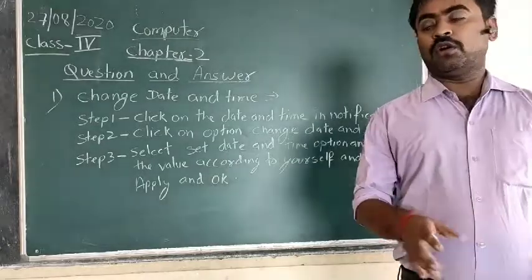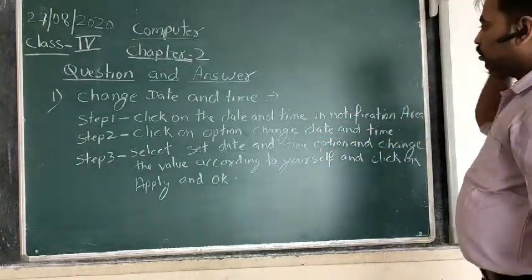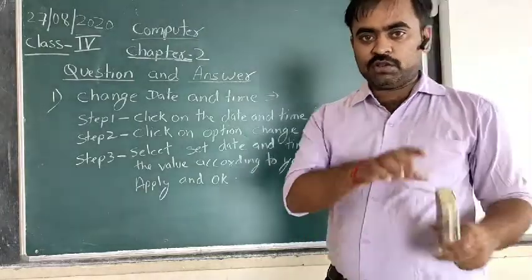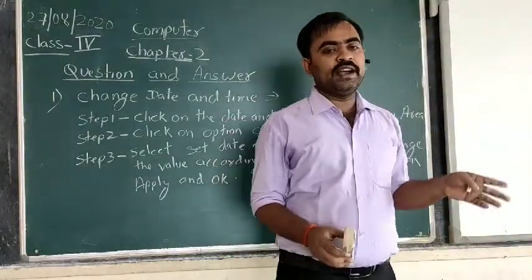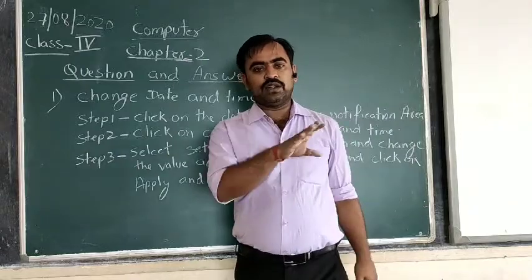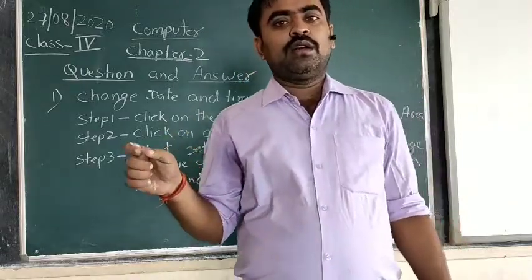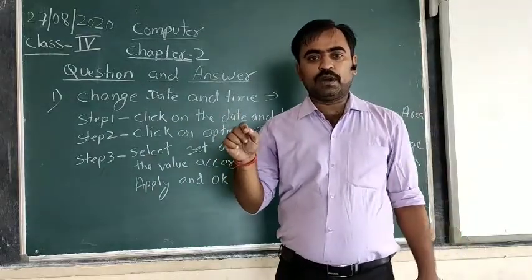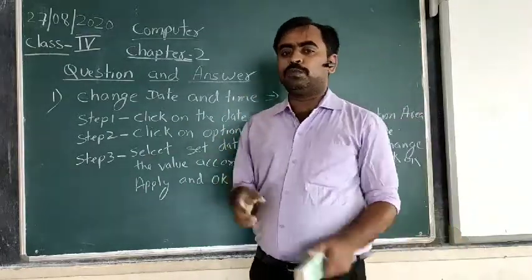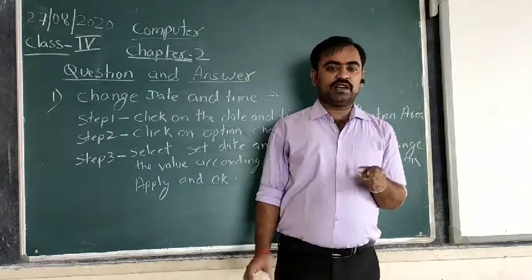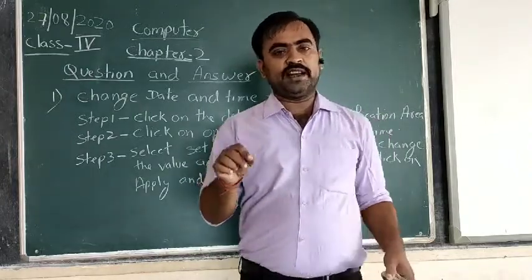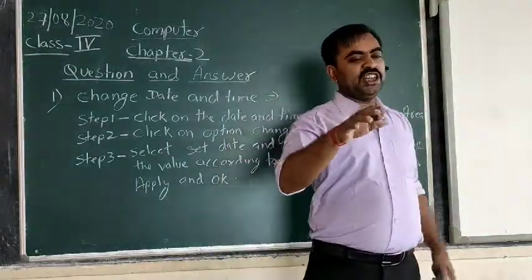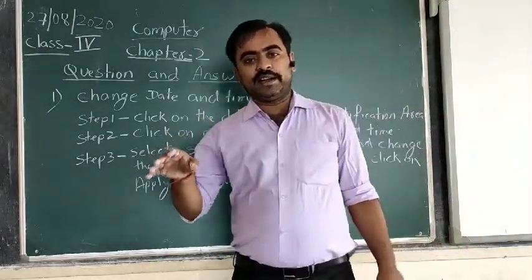So in order to change the date and time, first of all you have to click on the date and time which is displayed in your notification area on the taskbar on the right hand side. On the taskbar on the right hand side you can see the date and time has been displayed. Once you click your mouse cursor on that, you will get the change date and time option. As you click on it, a new window will be opened, and from there you select the change or set the date and time.